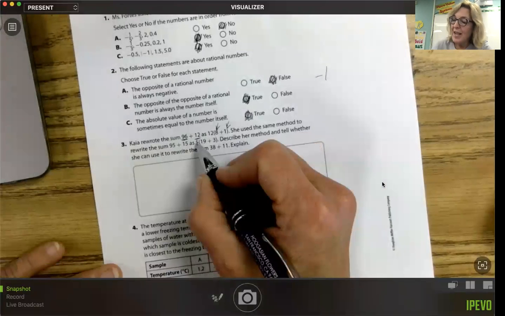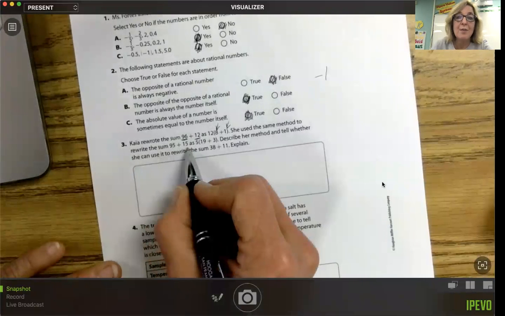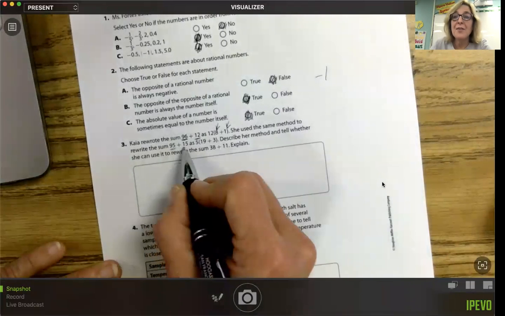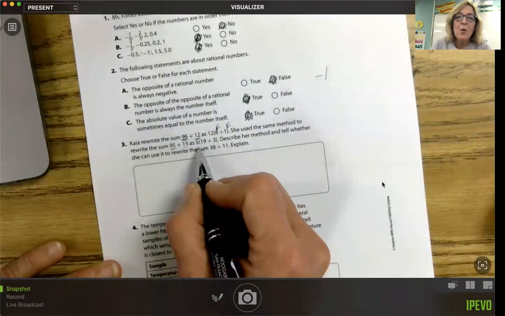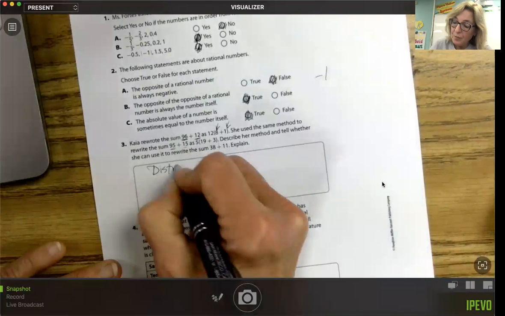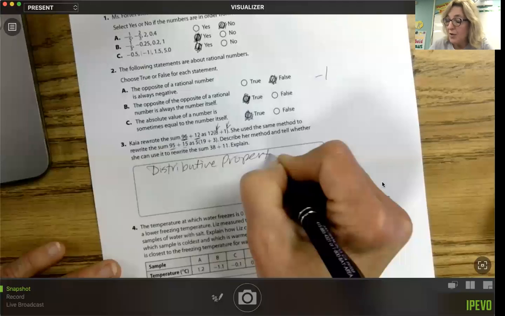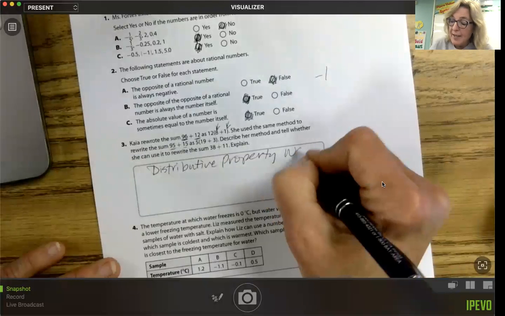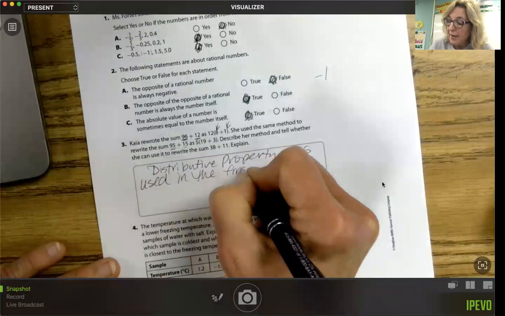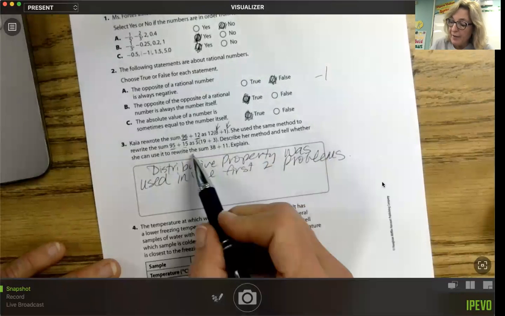So that is true. She used the same method to rewrite 95 plus 15 as 5 times the quantity of 19 plus 3. And again, 5 is the greatest common factor, and they divided each of those add-ins by that 5. Now, that is called the distributive property. Distributive property was used in the first 2 problems. Okay. So now she wants to do the same thing with 38 plus 11.